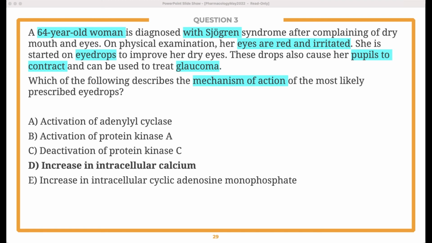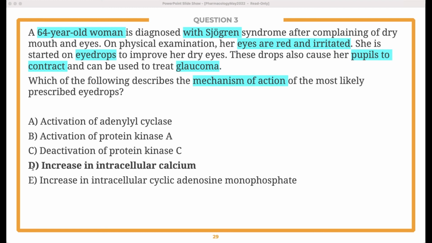So what are we trying to accomplish here? We're trying to solve her problem of dry eyes. And they tell us that the eye drop we're giving can also be used to treat glaucoma, and it causes pupils to contract. So now we know what this drug can also be used for. When pupils contract, we call that miosis, right? So what causes miosis and can be used to treat glaucoma and help dry eye symptoms?